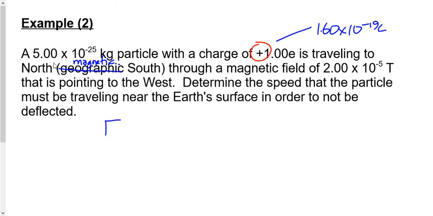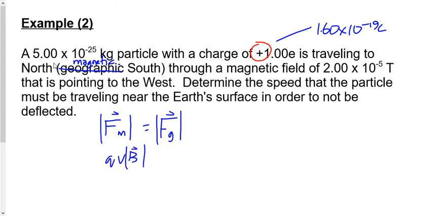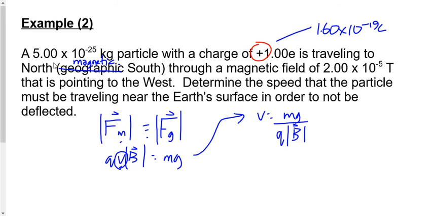For this question, we're going to say the magnetic force upwards is equal, in magnitude, to the gravitational force downwards. We're going to say QVB is equal to mg, and I'm going to rearrange that to solve for v. v is equal to mg over qB. If these two forces are equal, this is the speed that the particles need to be traveling to make them equal.